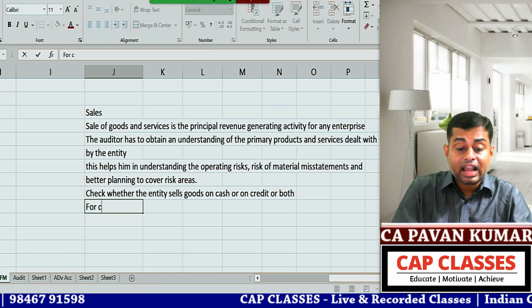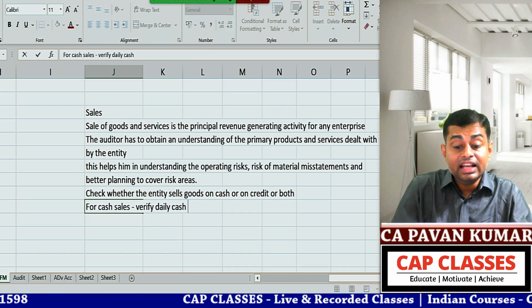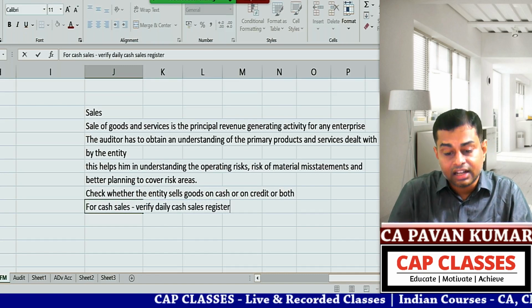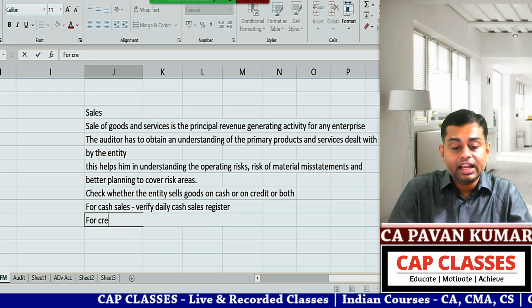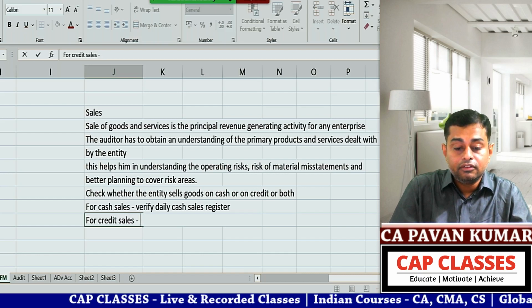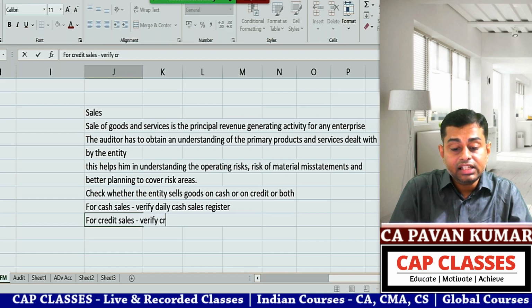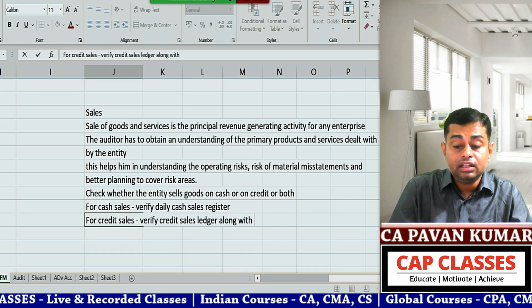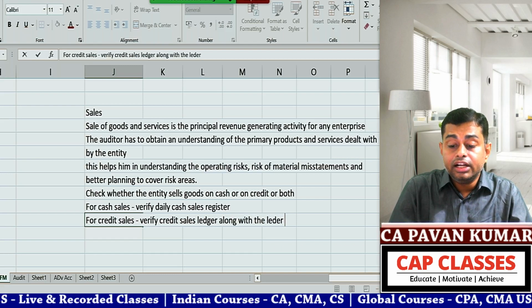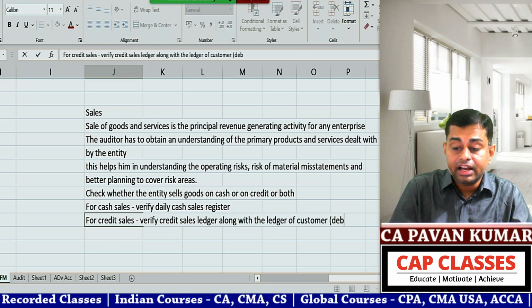Okay, for cash sales, verify the daily cash sales register. For credit sales, verify the credit sales ledger along with the ledger of the customer, in brackets, debtor.